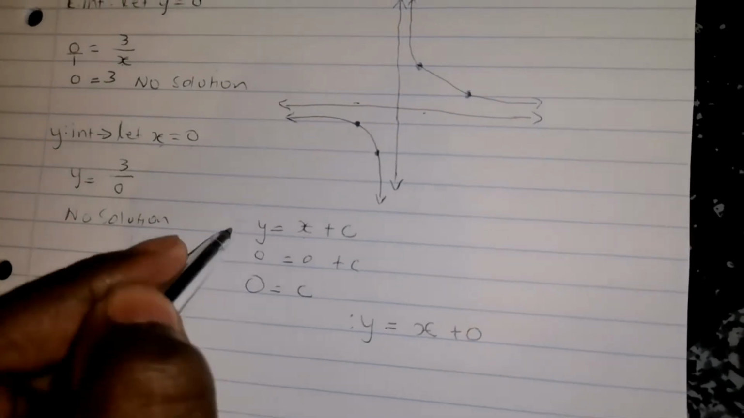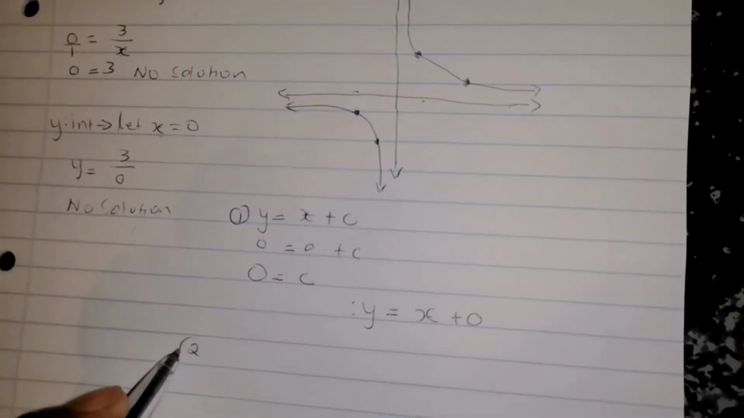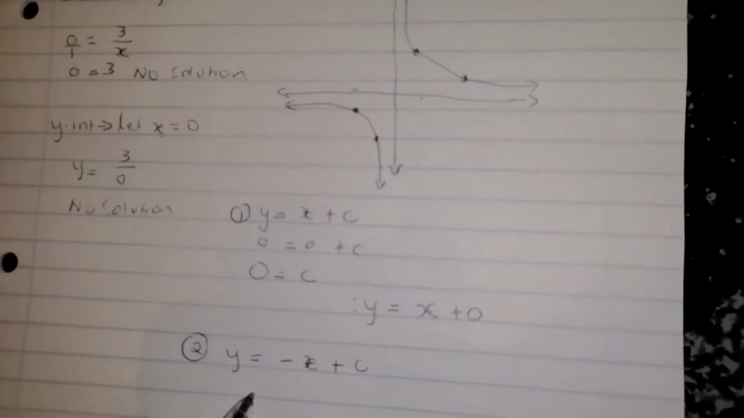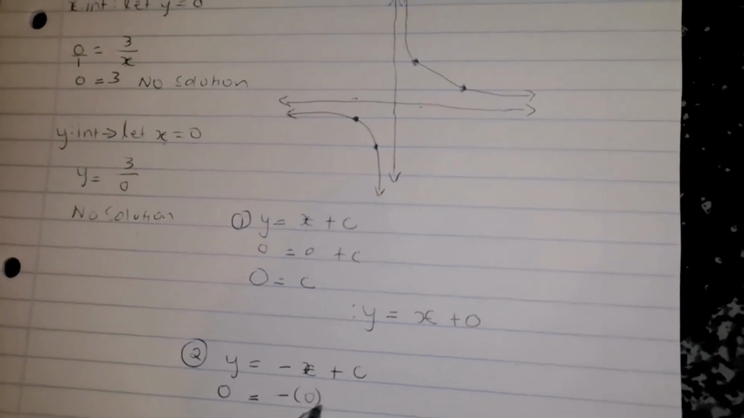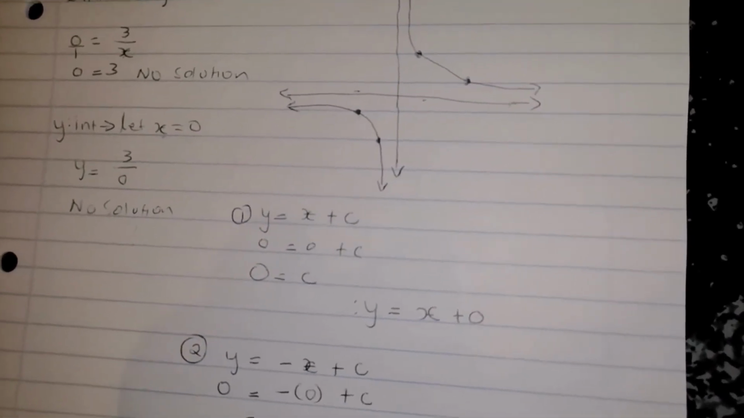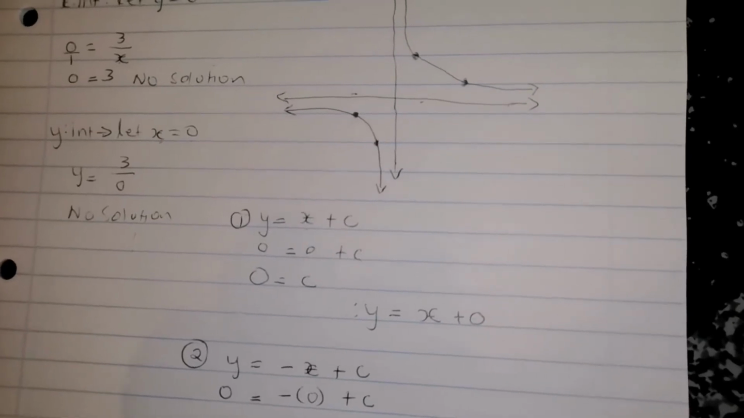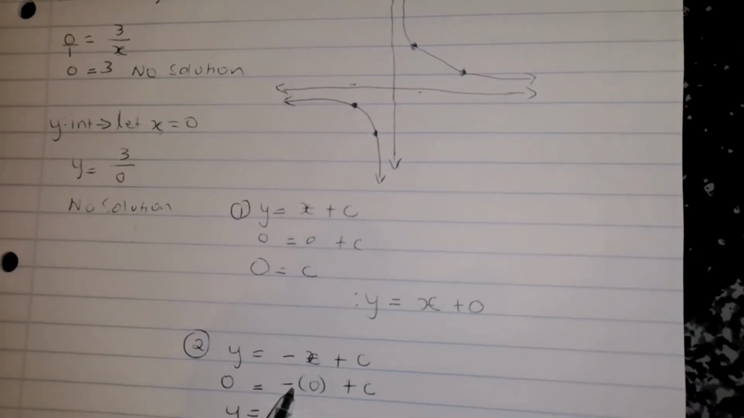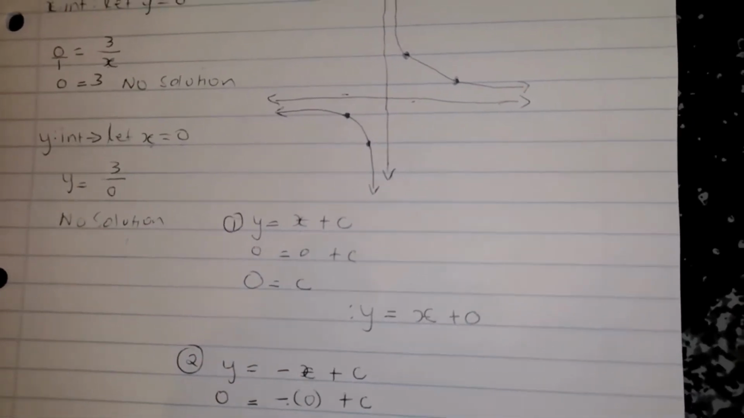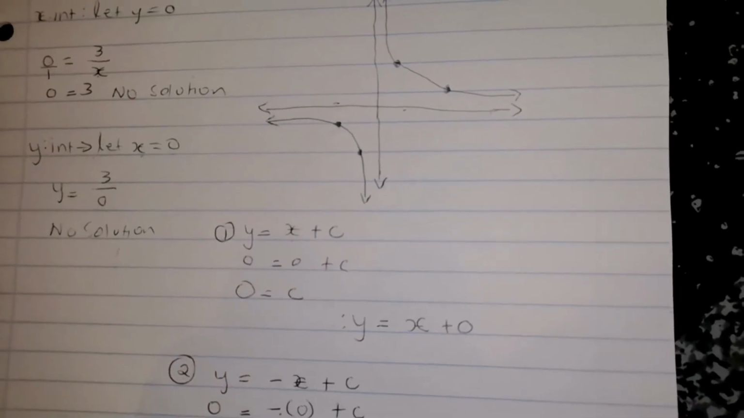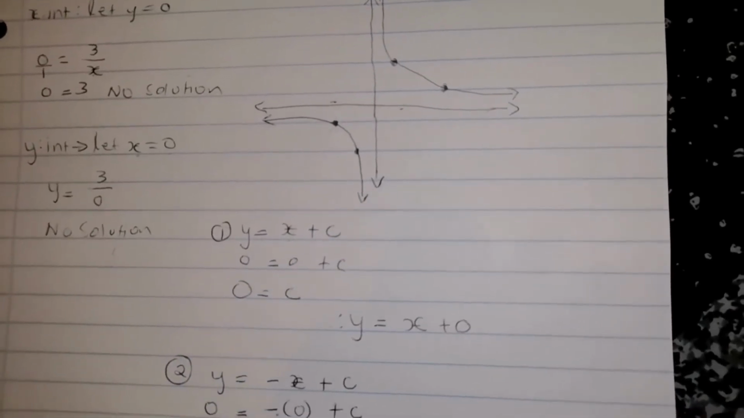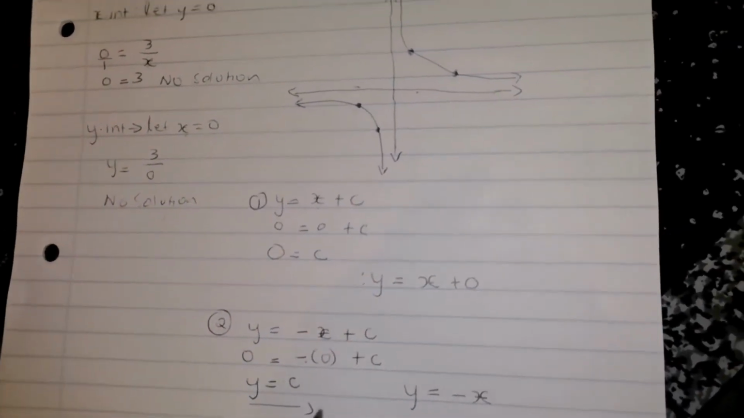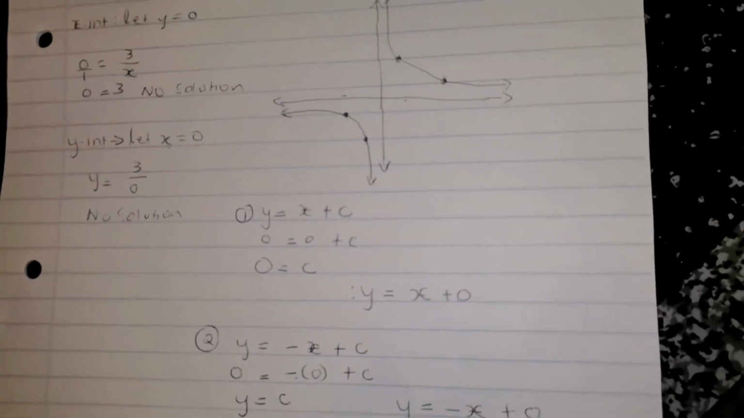Then number 2, y equals -x plus c. Obviously it is 0 equals -0 plus c. Then -1 times 0 gives you 0, then that equals c. Then y is going to equal -x plus 0. Then done.